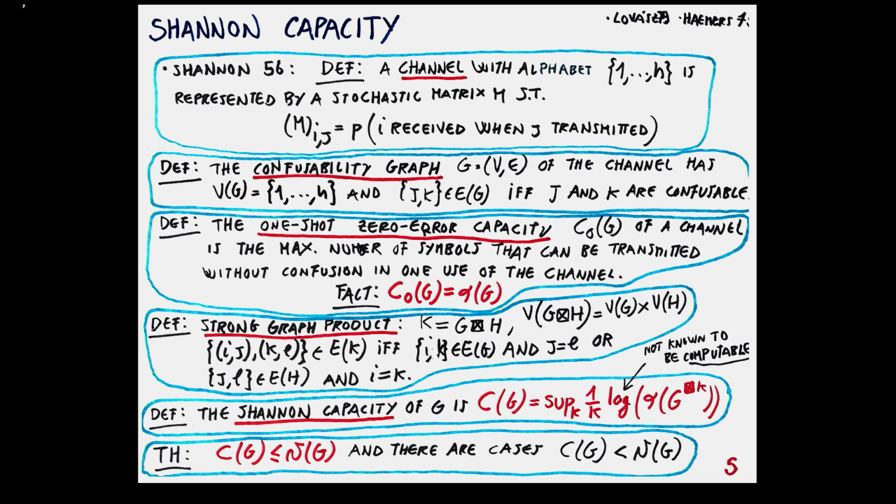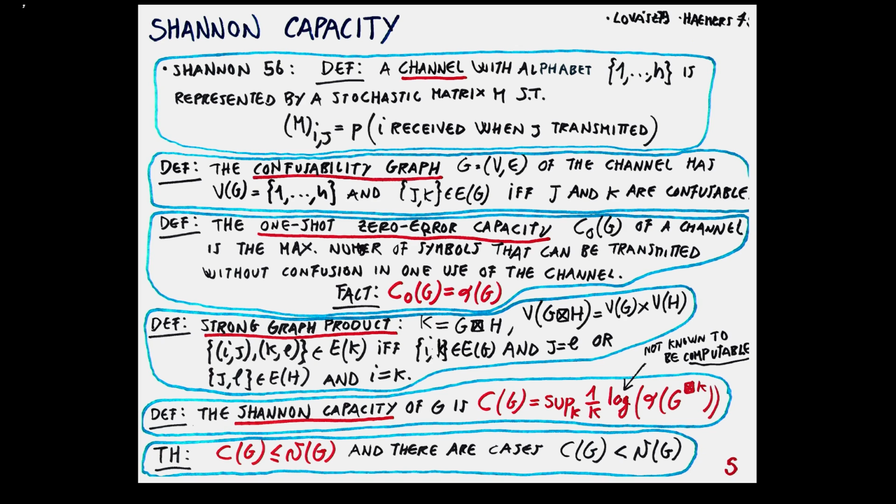So let us define a channel as a stochastic matrix. If you have an alphabet with symbols 1 up to n, the ij entry of this matrix is the probability that symbol i is received when symbol j is transmitted. So this is classically called a channel, or a stationary channel. Now, with every channel, you can associate a graph, which is called the confusability graph of the channel. Again, the vertices will be the symbols of the channel, and there is an edge if two symbols are confusable when they are transmitted by the channel.